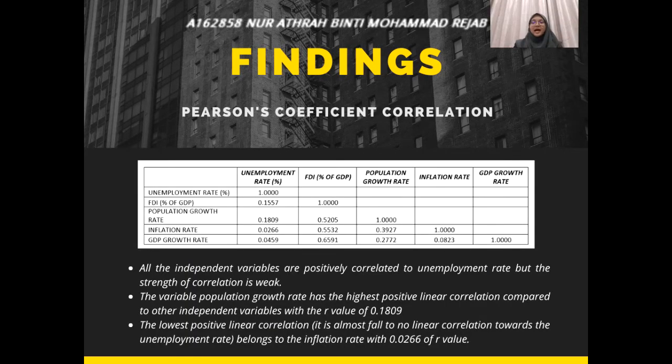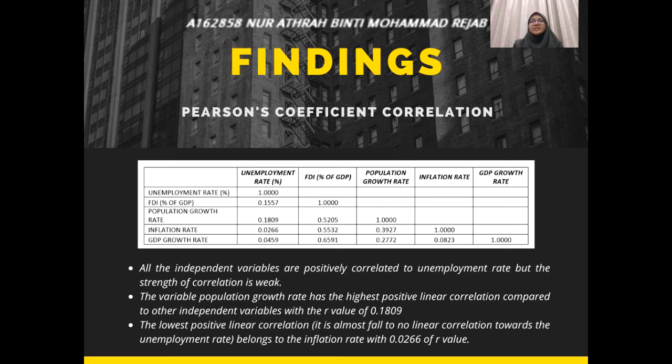Okay, next, I will continue with the second finding from the Pearson's coefficient correlation. The above table is the result of the Pearson's coefficient correlation test that we have done. This test is conducted to measure the statistical relationship or association between the independent variables, which are the FDI, population growth rate, inflation rate, and GDP growth rate, and the dependent variable, which is the unemployment rate.